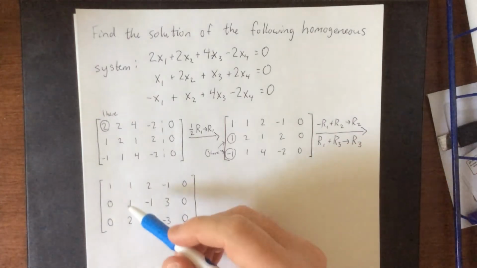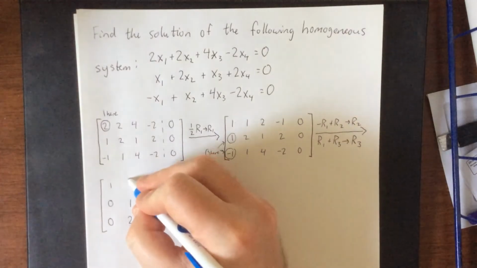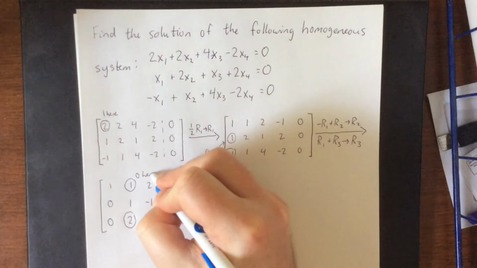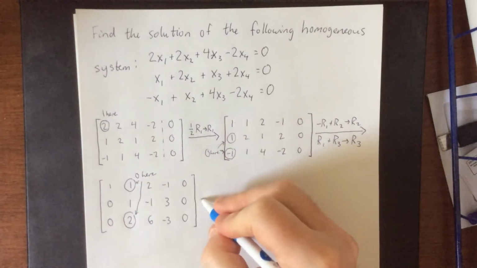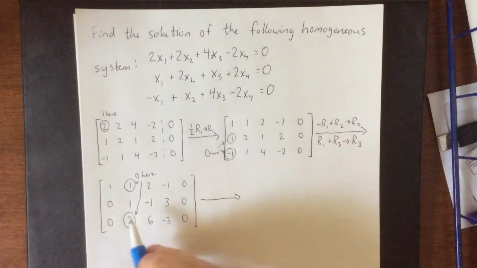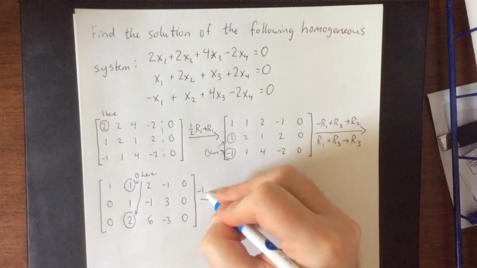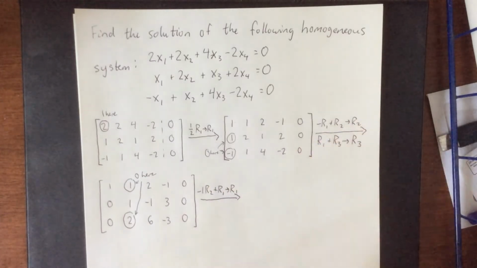Next, we would try to obtain a 1 in the 2, 2 entry, but we actually already have a 1 in the 2, 2 entry. So we're going to use that lead 1 to get zeros in the other two positions above and below it. We can do so using the following operations. We'll take negative 1 times the second row to add to the first row. So negative 1 times the second row, add to the first row, that'll become the new first row.